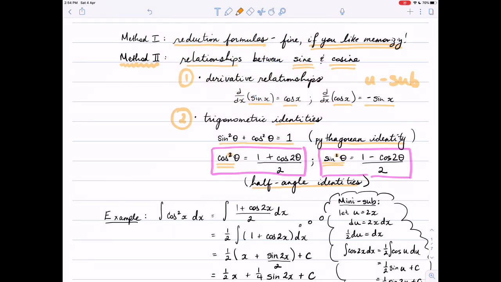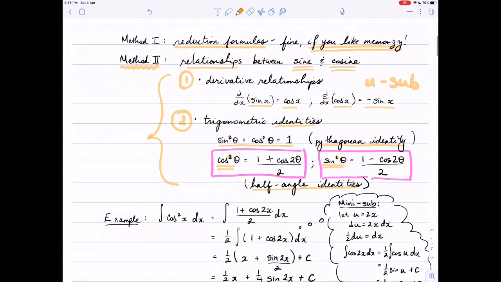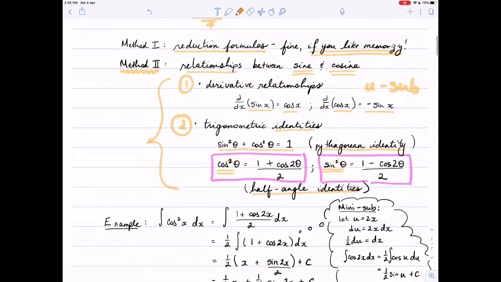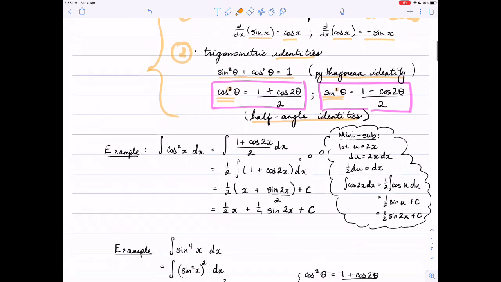Okay, so those are the two half-angle identities that we are going to use along with the Pythagorean identity and the derivative relationship. So we're going to put all of these things together to deal with these kinds of integrals. The first thing that we're going to look at is cos squared, that is a power of cosine. And the rest of this video is just going to be examples of how we put these different relationships together. So we're just going to do a whole bunch of examples of these different cases.